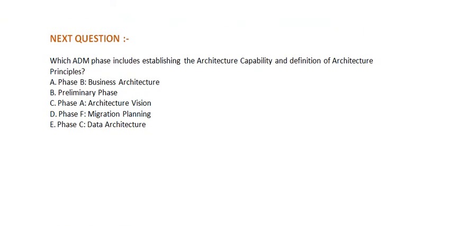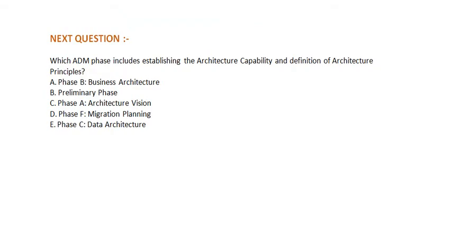Next question is, which ADM phase includes establishing the architecture capability and definition of architecture principles? Option A, phase B, business architecture. Option B, preliminary phase.